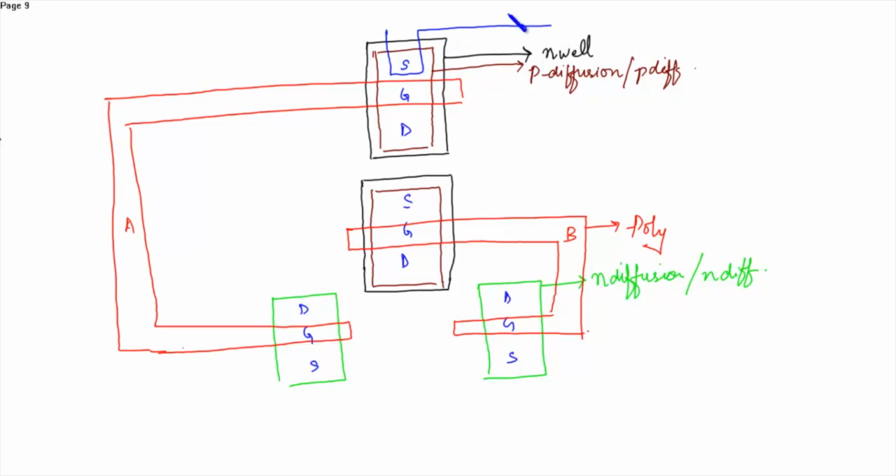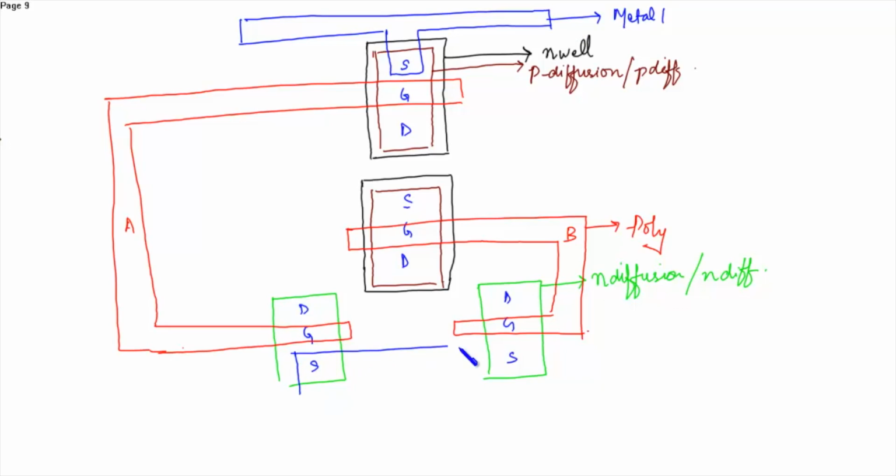So we all know that VDD is drawn with the metal layer. So this is metal 1. And the sources of the NMOS are connected to ground. This is ground and this is VDD.